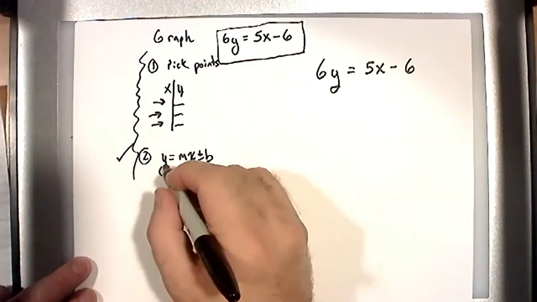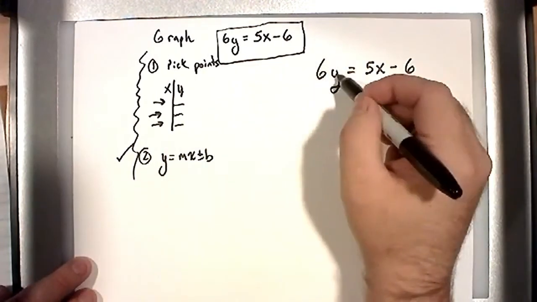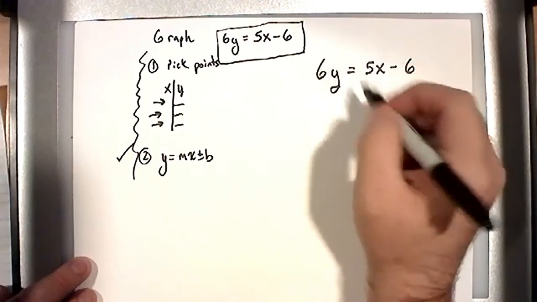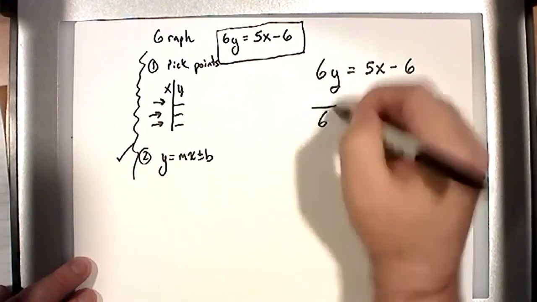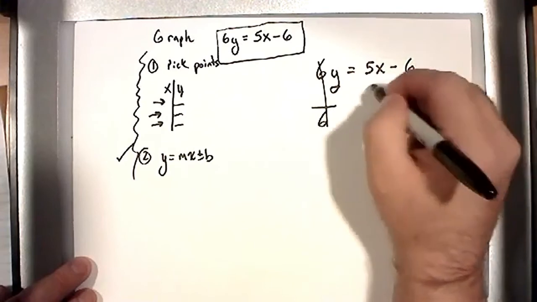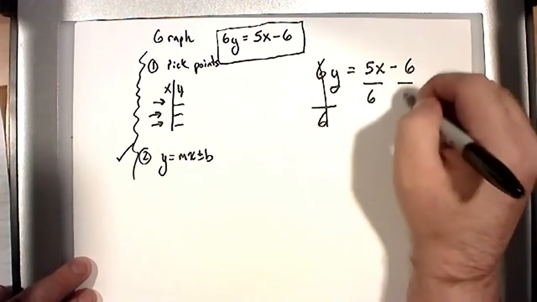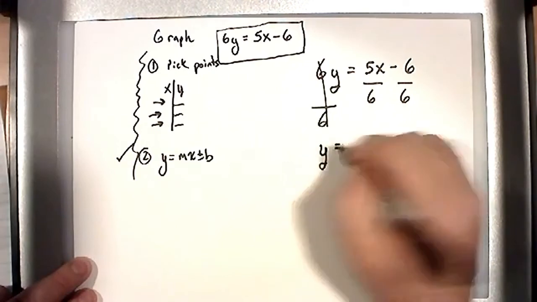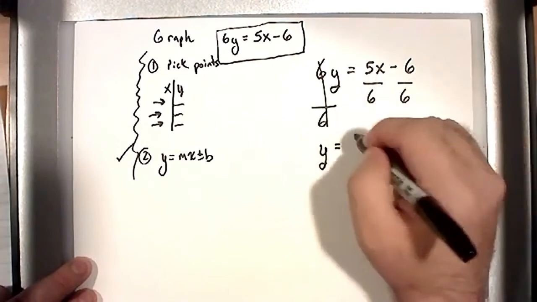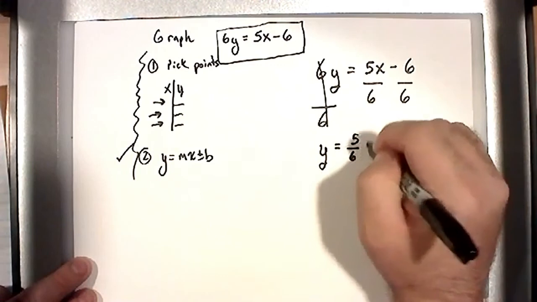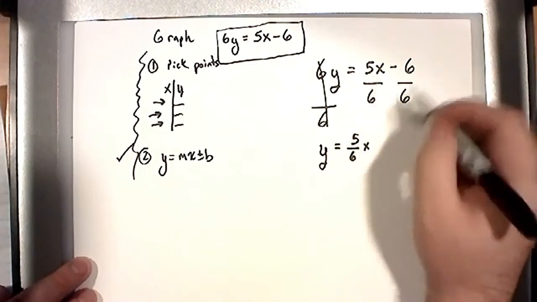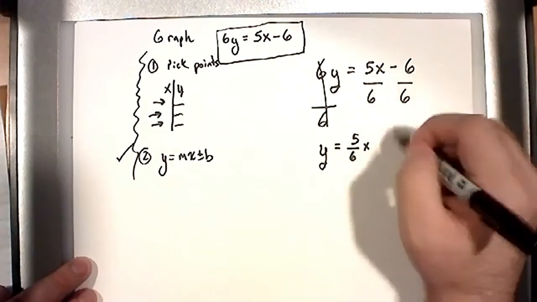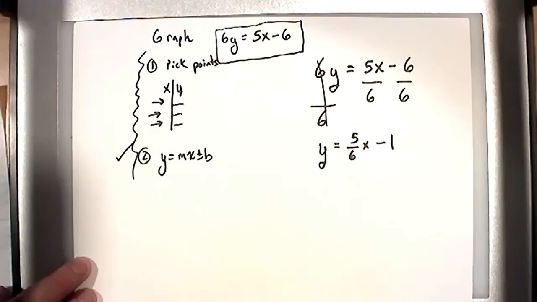Doesn't that just mean getting y by itself, solving for y? Well, how would you get the 6 off the y? Wouldn't you just divide by 6? Now there's 2 pieces over here, so make sure you divide by 6 to everything. So on the left side, you just have y. And on the right side, you have 5x over 6, or 5 over 6x, whichever way you like to write that, they are the same, minus 6 divided by 6 would be negative 1. And now it's y equals mx plus b.